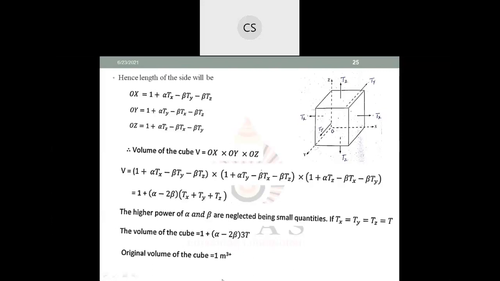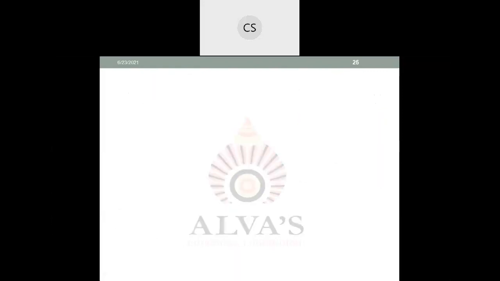What was the original volume of the cube before applying the tensile force? All three sides are unity, so 1 into 1 into 1, therefore it is 1 meter cube. Okay?